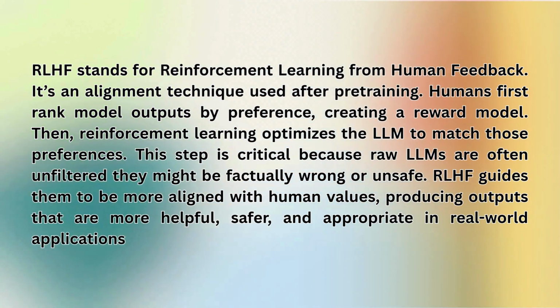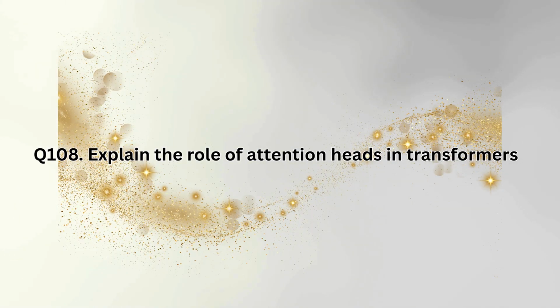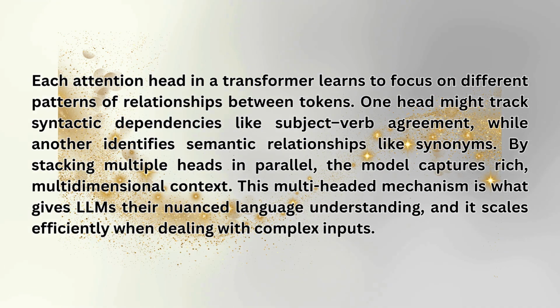Explain the role of attention heads in transformers. Each attention head in a transformer learns to focus on different patterns of relationships between tokens. One head might track syntactic dependencies like subject-verb agreement, while another identifies semantic relationships like synonyms. By stacking multiple heads in parallel, the model captures rich, multidimensional context. This multi-headed mechanism is what gives LLMs their nuanced language understanding, and it scales efficiently when dealing with complex inputs.